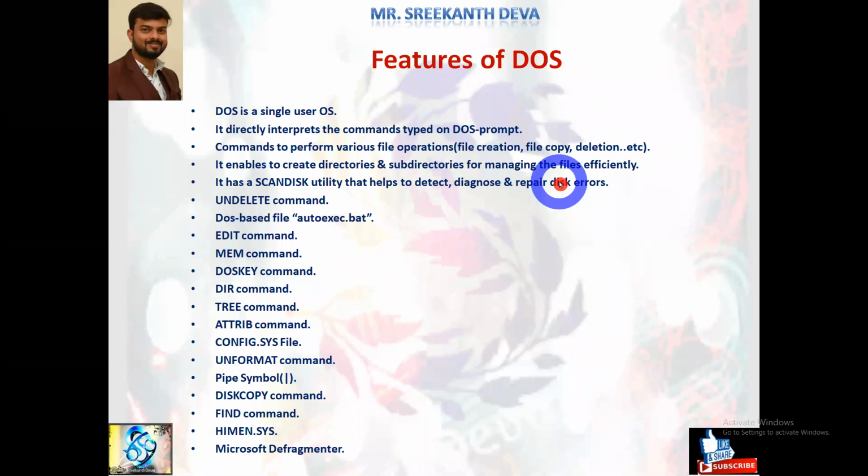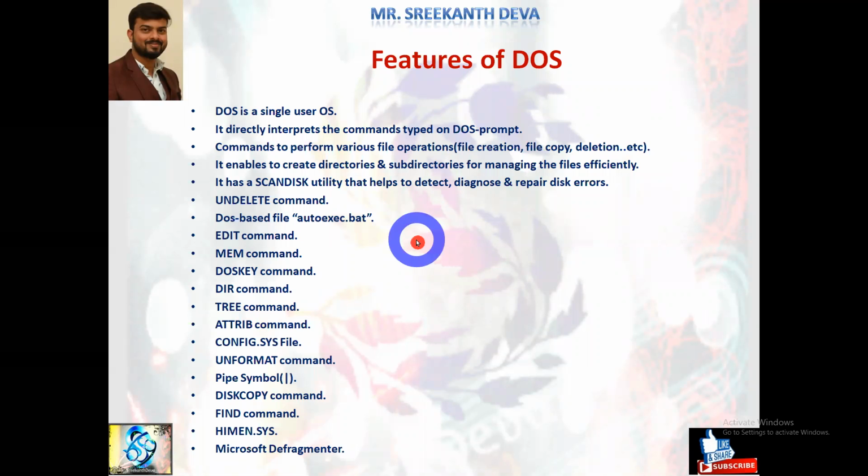And next, DOS allows the user to retrieve a deleted file using the undelete command. If I want to get back that deleted file, then I use the undelete command. Next, DOS allows the user to perform a sequence of tasks automatically when the system is booted. This is done by using a DOS based file called autoexec.bat file. BAT means batch file here.